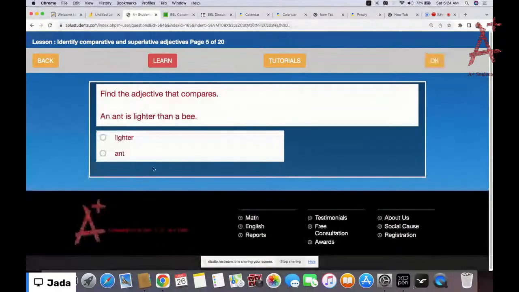All right, find the adjective that compares. An ant is lighter than a bee. Because this is between two, it is a comparative. It says that an ant is lighter than a bee. So lighter is the adjective that is being compared.